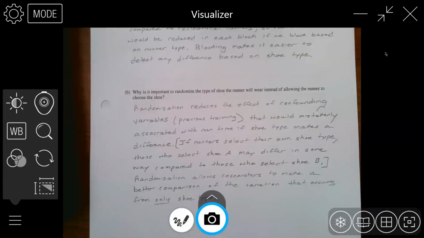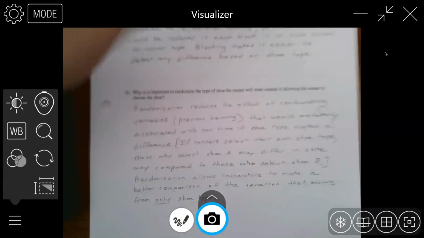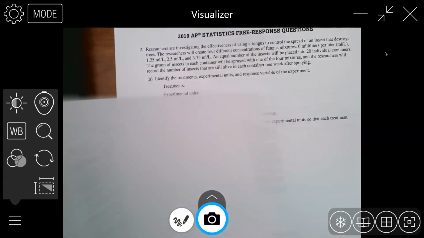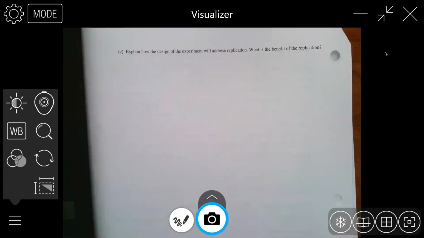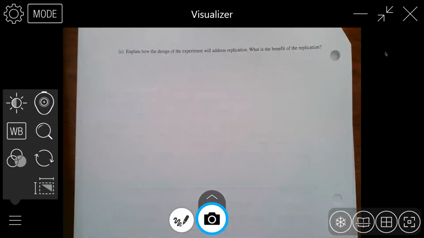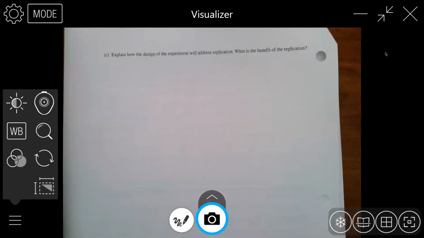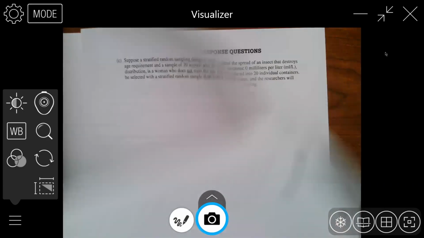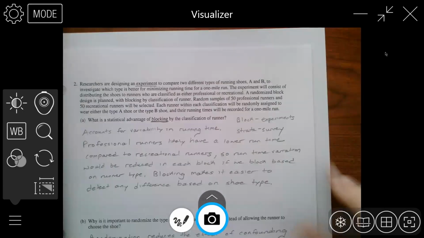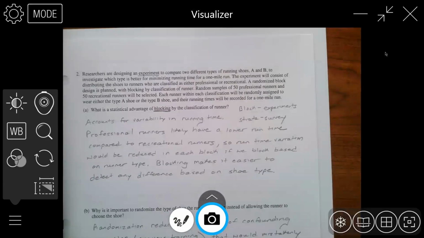Okay, so believe it or not, there's a part C on the back here, but this one's not as bad. It's at least very unique. Explain how the design of the experiment will address replication. And what is the benefit of replication? Okay, so first off, who can tell me how does this experiment address replication? I'll flip back in case you need it. So how would this address replication? Who knows?